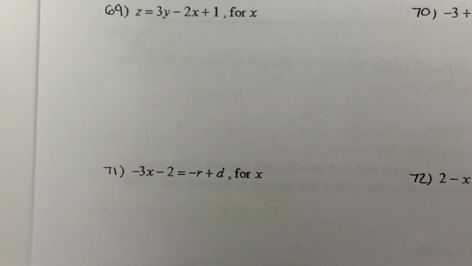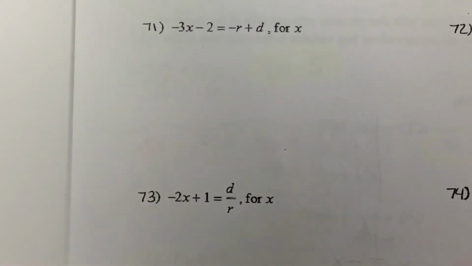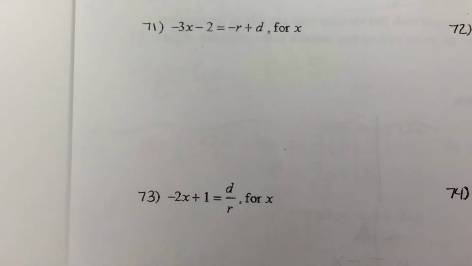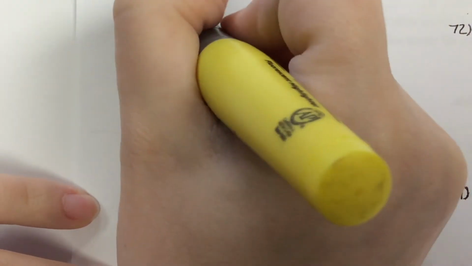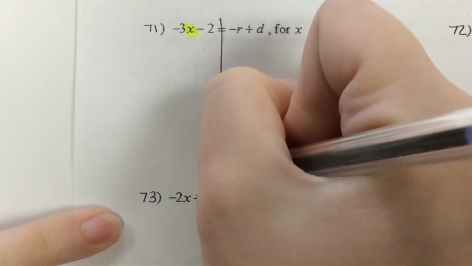So let's do 71 and 73. All right, I'm going to do these 2, and then I'm going to call it quits for this video. All right, we're going to solve this equation for x. So I like to kind of highlight the variable right off the bat so that I know what I need to solve for, or basically what I need to isolate. If you don't have a highlighter, just circle it or something, that's fine too.